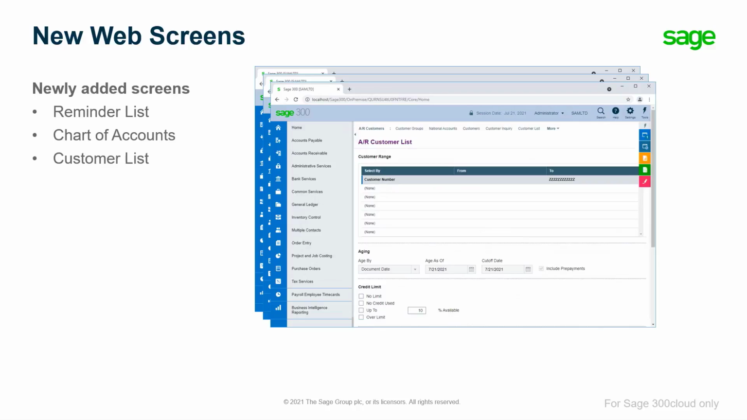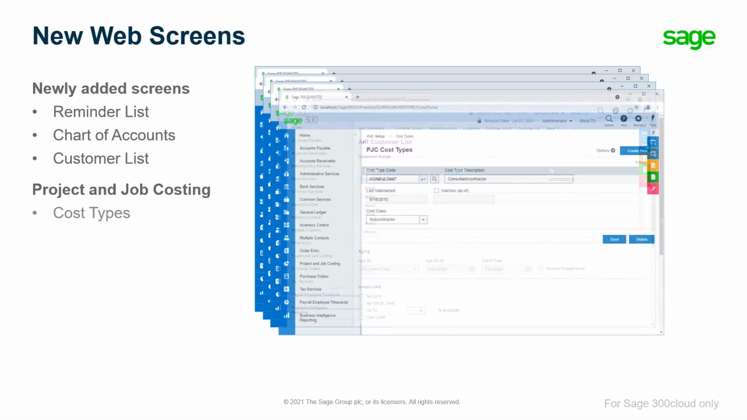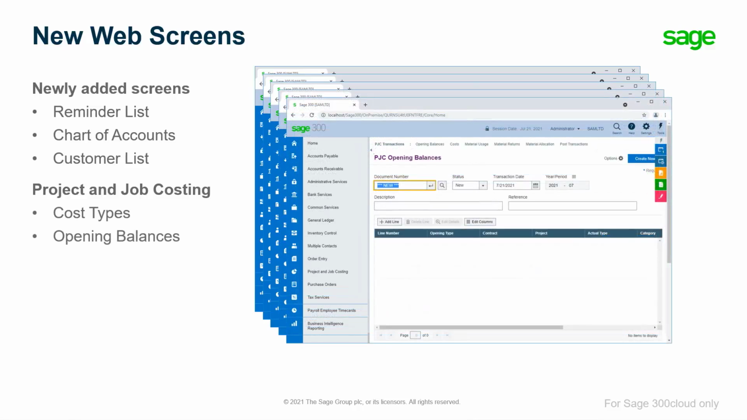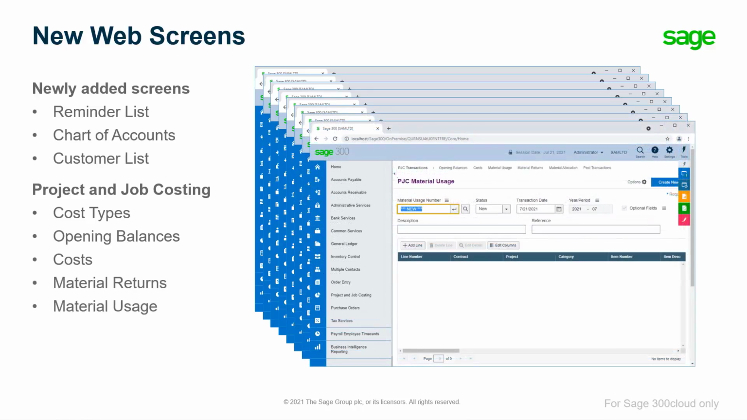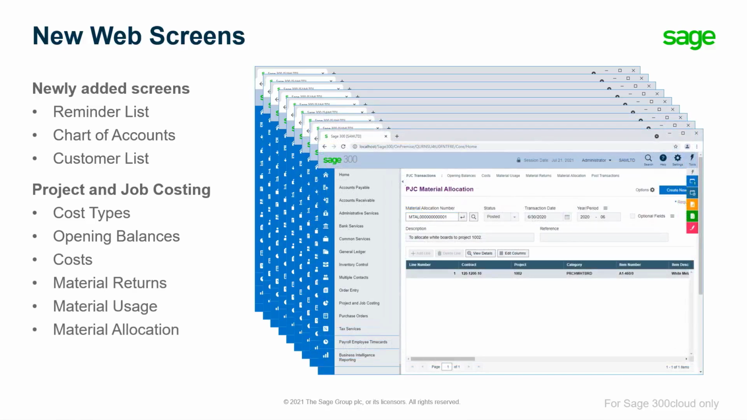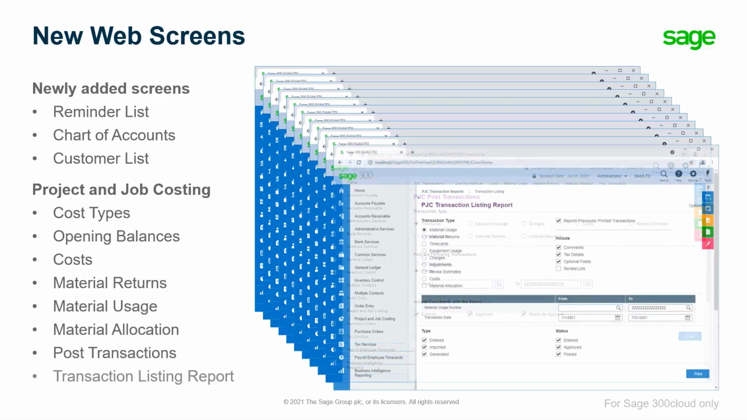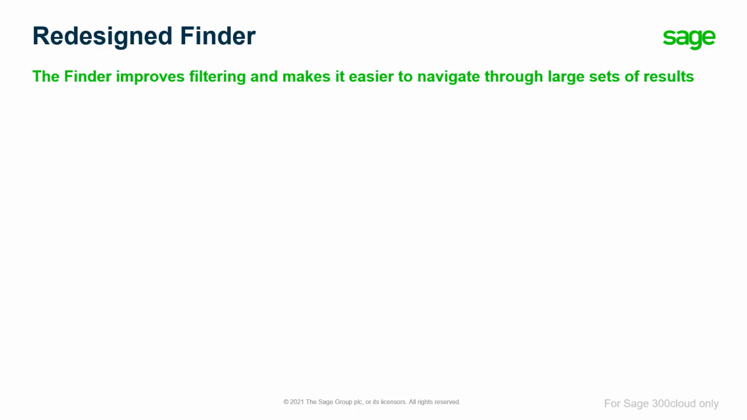A new customer list web screen for accounts receivable, which you can use to extract customer information from your database. We have also added multiple project and job costing web screens, including cost types, opening balances, costs, material returns, material usage, material allocation, post-transactions, and transaction listing report. The redesigned Finder improves filtering and makes it easy to navigate through large sets of results.